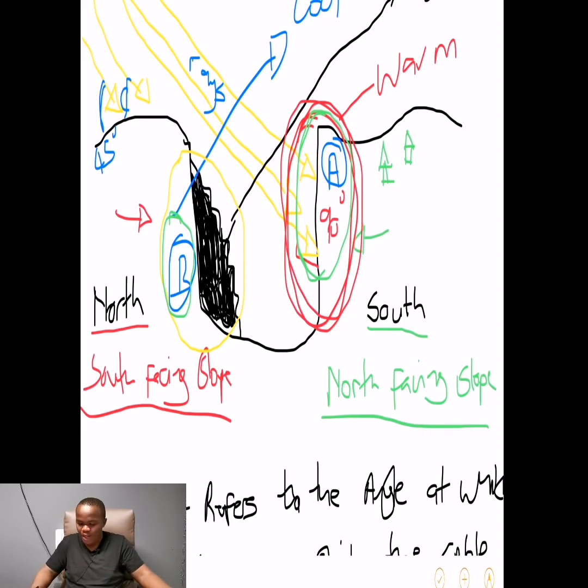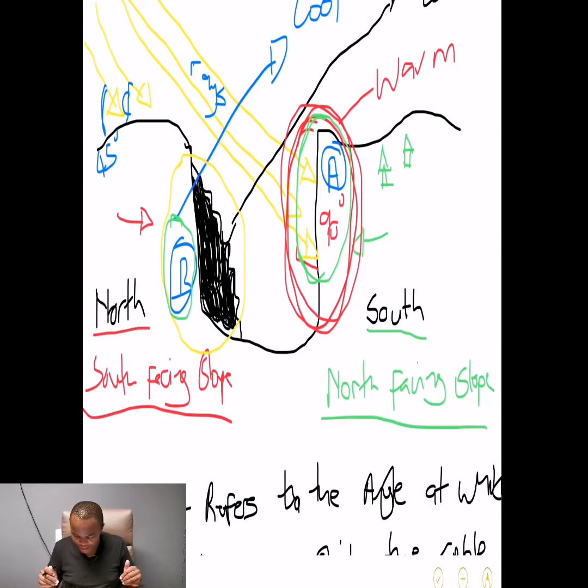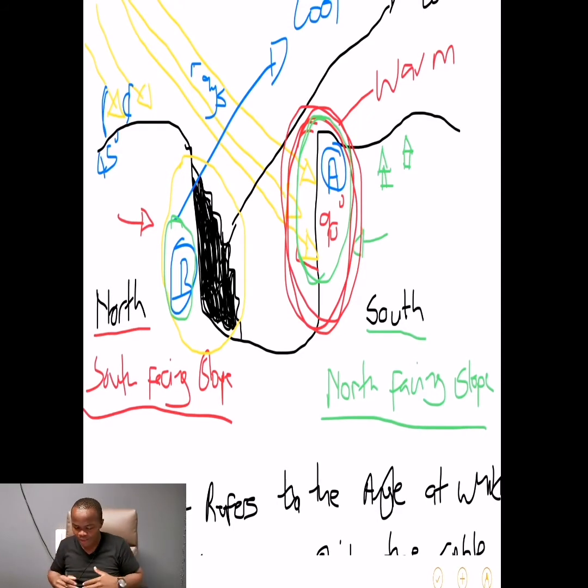So guys, I need you to understand how these weather conditions occur. Area A is warm because it receives what? Direct insolation. And then again, area B does not receive direct insolation, or it just receives what? Oblique insolation. Therefore, it is cooler. And then area A is warm.